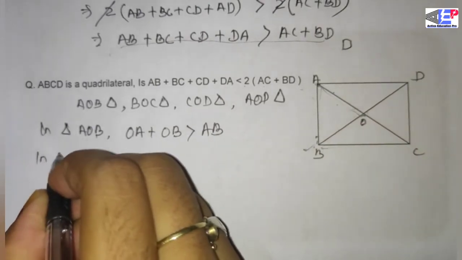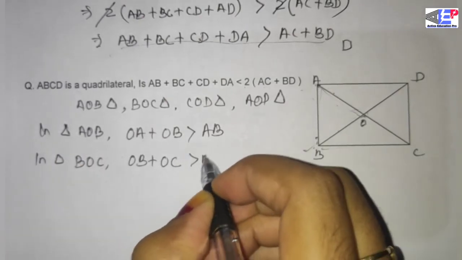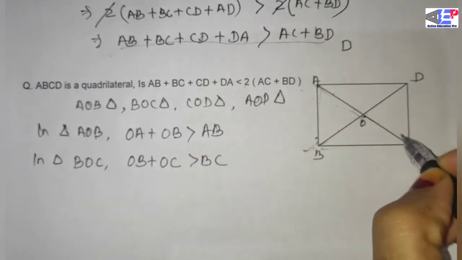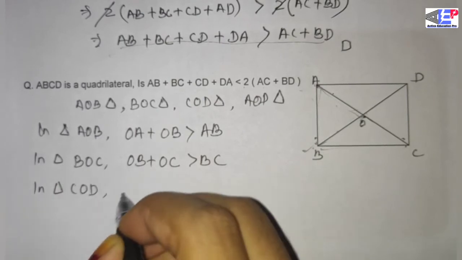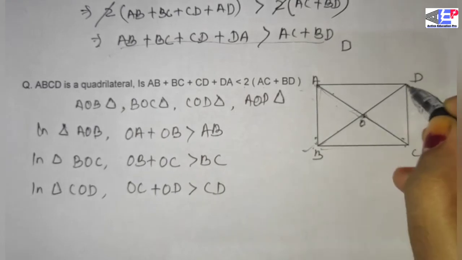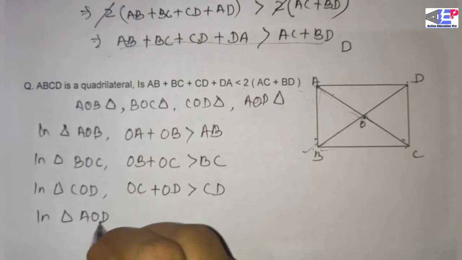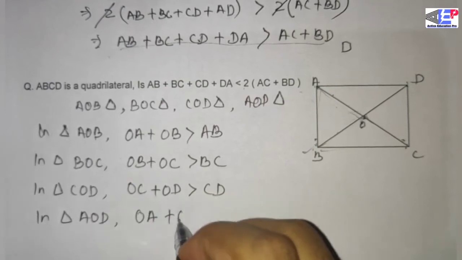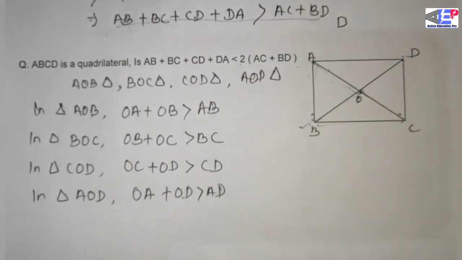Similarly, you can write for triangle BOC, OB plus OC greater than BC. For the third triangle COD, OC plus OD greater than CD. And for the last triangle AOD, OA plus OD greater than AD. Now we have found the four inequalities by applying the triangle side property to this quadrilateral.